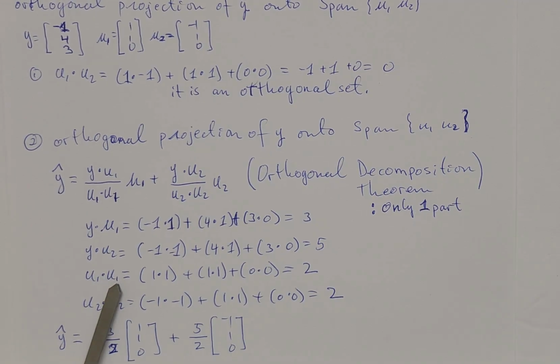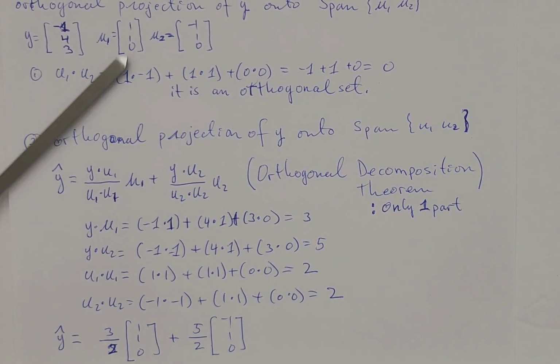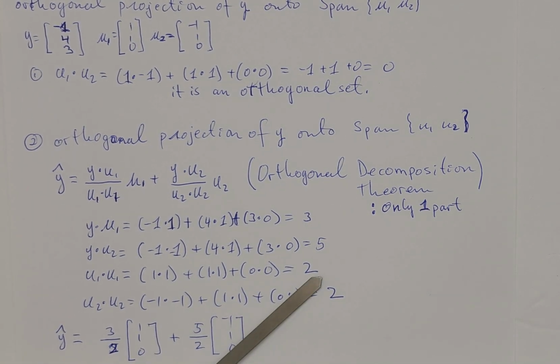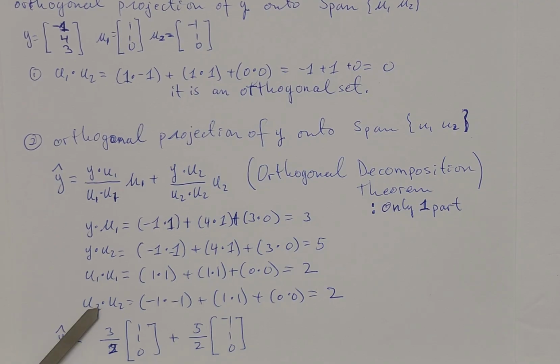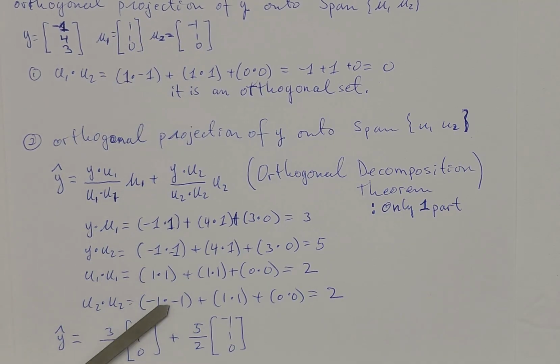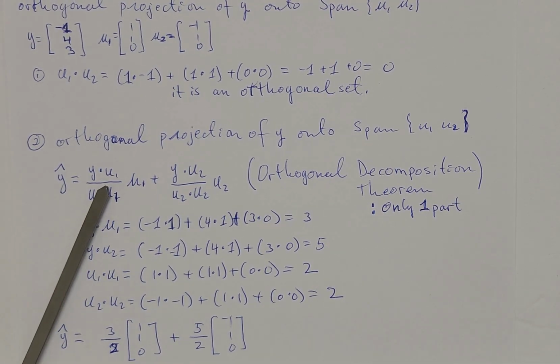Now U1 and U1, so this twice: 1 times 1, 1 times 1, 0 times 0, simplify, comes out to be 2. Next, U2 times U2, multiply itself twice: -1 times -1, 1 times 1, 0 times 0, gives me 2. Now we have all the numbers for each variable, we just substitute them in.